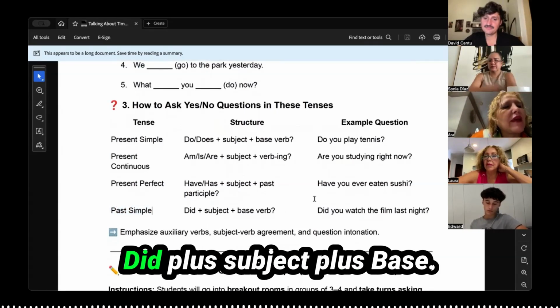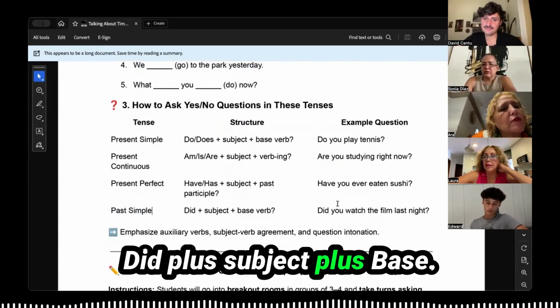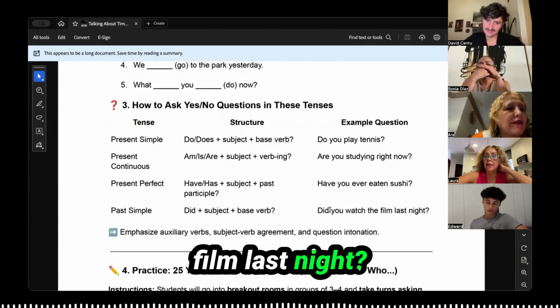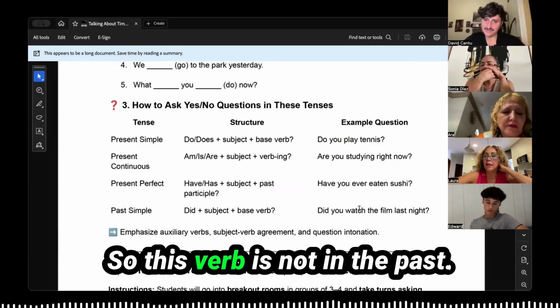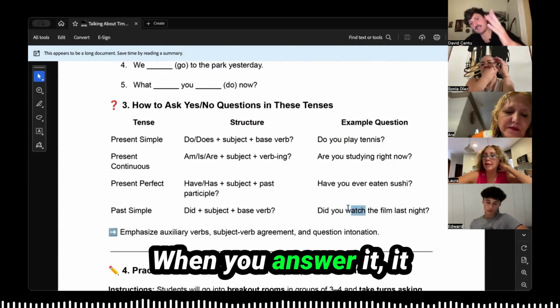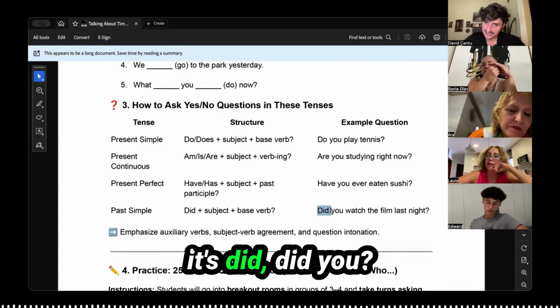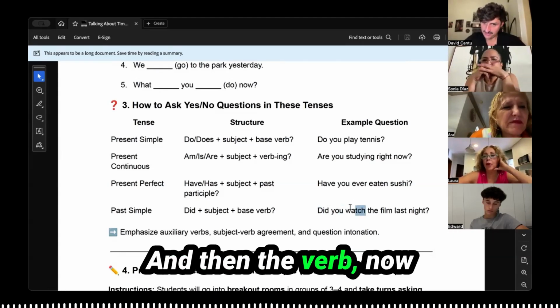Simple. Did plus subject plus base verb. Did you watch the film last night? Good. So this verb is not in the past. When you answer it, it says, yes, I watched a film. But in the question, it's did. Did you, and then the verb.